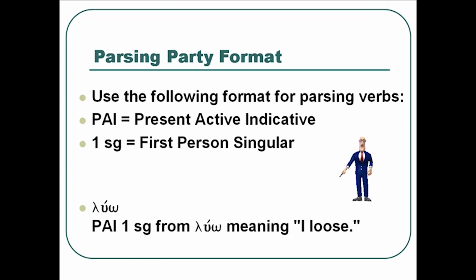So here's the actual format that you'll use down at the bottom here. Luo is parsed PAI 1 SG or singular from luo, that's where you give the root form of the verb, meaning I loose, where you actually translate the form that you're parsing. This parsing format will be used extensively in the workbook and will drill you so that you can readily evaluate the form of various verbs. Some students call it parsing purgatory, but I prefer the parsing party format.